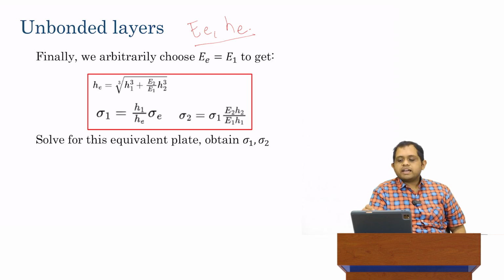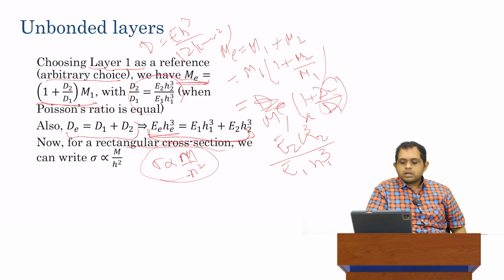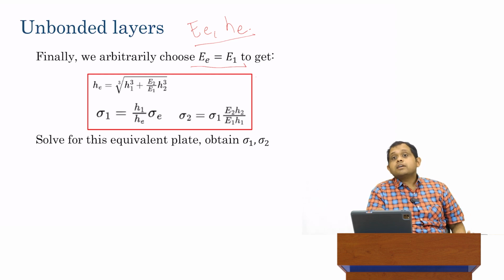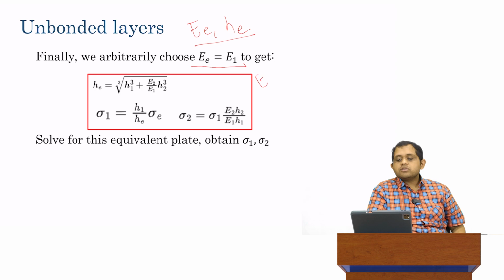Obviously, then, we have the one equation, this equation over here, that EE HE cube is equal to this function of E1, H1 and E2, H2. If we choose one of EE and HE as an arbitrary value, then the other value is fixed by this equation. In practice, it is common to choose EE equal to E1. That is, the elastic modulus of the equivalent plate is equal to the modulus of the first top plate. We can make any other assumption. You could assume EE is equal to E2, or that EE is equal to E1 plus E2 over 2.